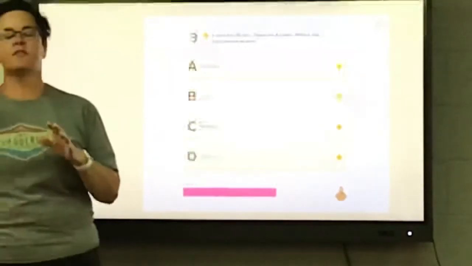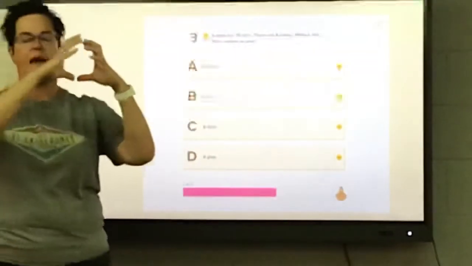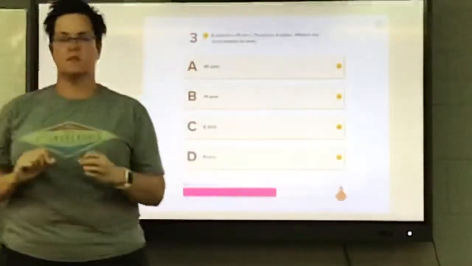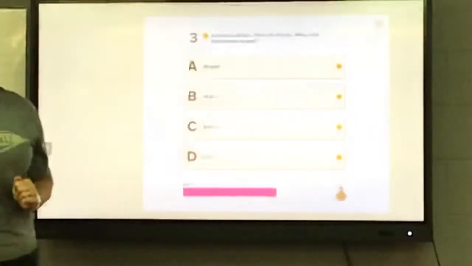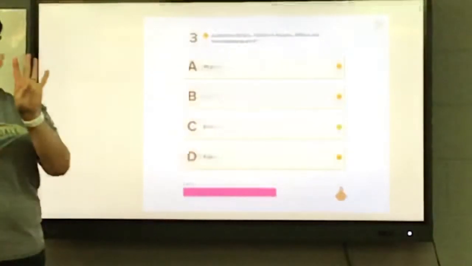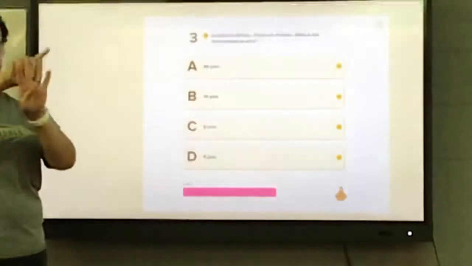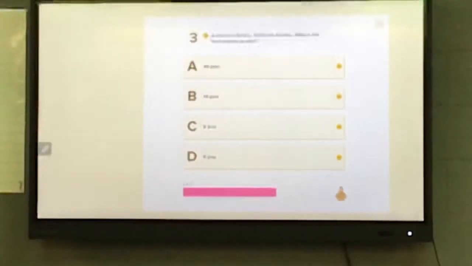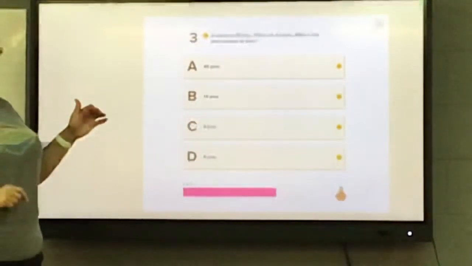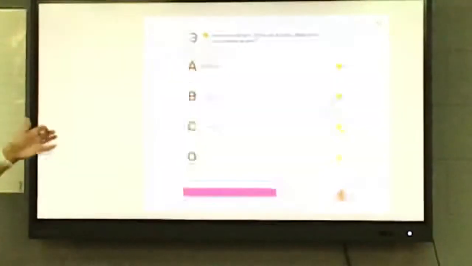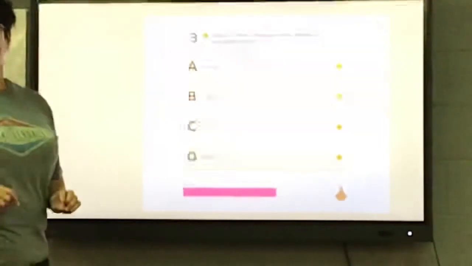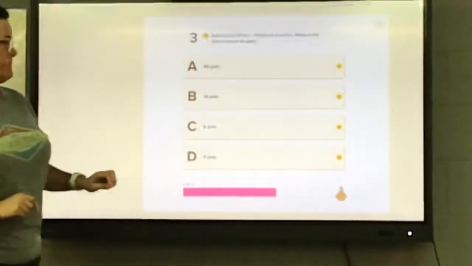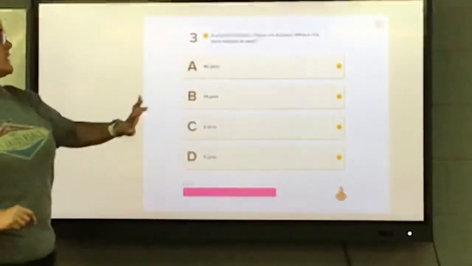So think of 4 packs, 10 in each one. 4 packs, 10 in each one. Are there 40 pins, 14 pins, 6 pins, or 4 pins? Natalia, let's see if her thinking is correct.